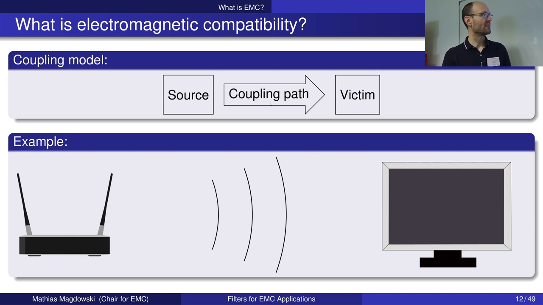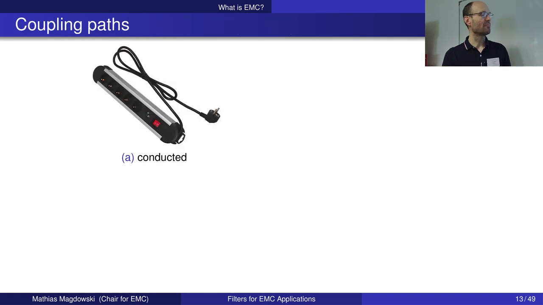And so now we can have a more detailed look at this coupling path. The coupling between the source and the victim of a disturbance can happen via cables. Then we call it conductive coupling or galvanic coupling. And in this case, and this is what we're also talking about today, what helps is that you introduce filters that let useful signals through and that block disturbance signals.